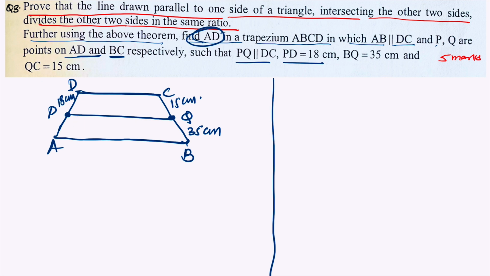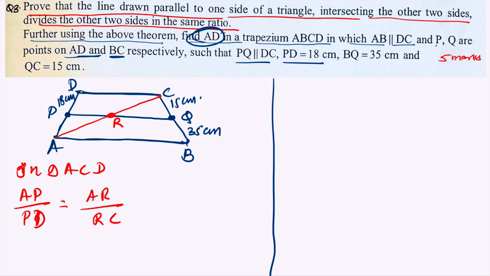We can do this question by two methods. What we have to do is use the above theorem, basically BPT. Getting my point? In the first way, we join AC. On joining AC, let's say this point is point R. We know that in triangle ACD, PR is parallel to DC. So using BPT we can write that in triangle ACD, AP upon PD will be equal to AR upon RC. So AP by PD is 18, and we don't know AR upon RC.